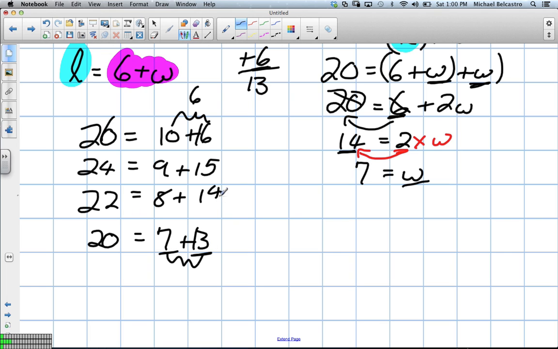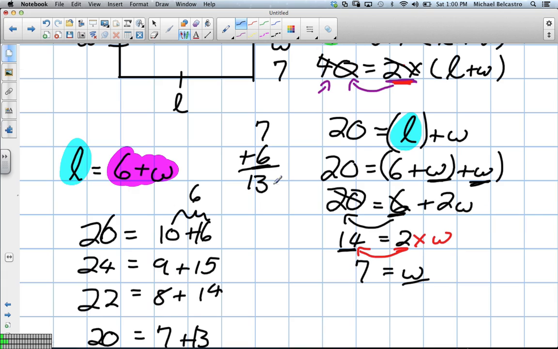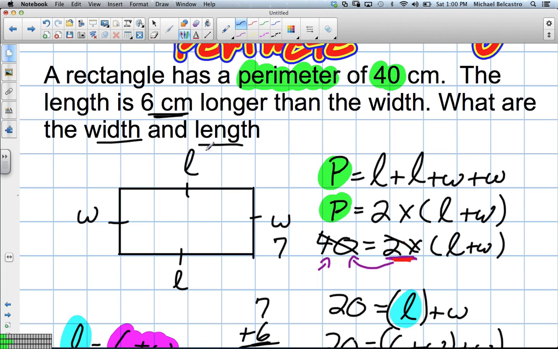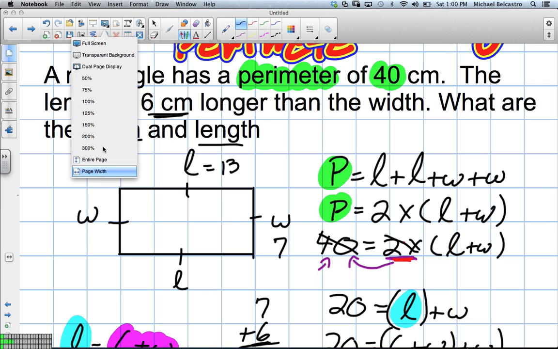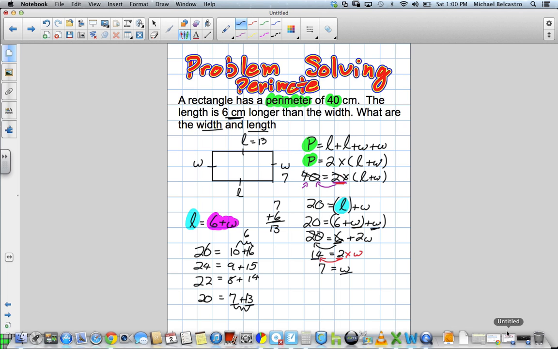This one's a very confusing question, with many different ways to get an answer. So we found out the length was 13 and the width was 7. But that's not an easy question. There's a whole lot to remember for that.